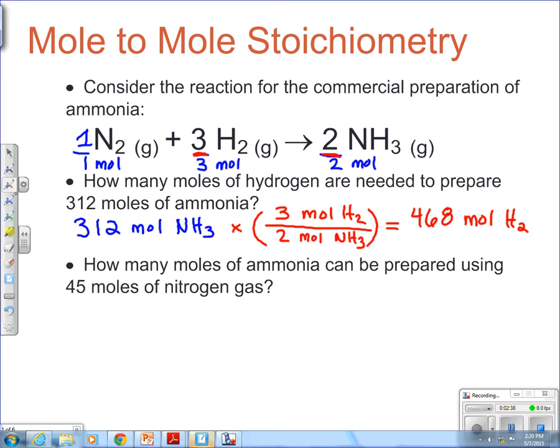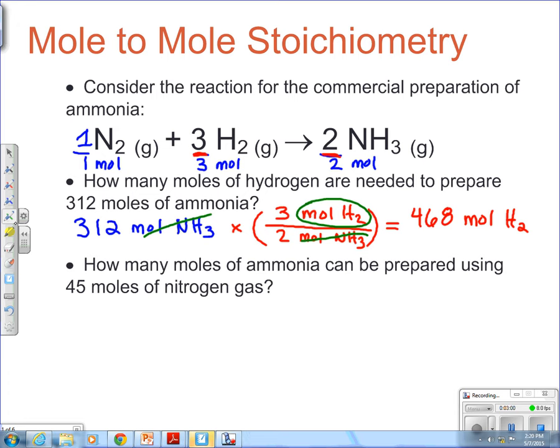A nice way to check your answer is to make sure that your units cross out. You can see that I started with moles of ammonia, and that was in my denominator of my conversion factor, and it crosses out. I'm left with moles of hydrogen, so I know I solved the problem correctly. Let's try the second problem.